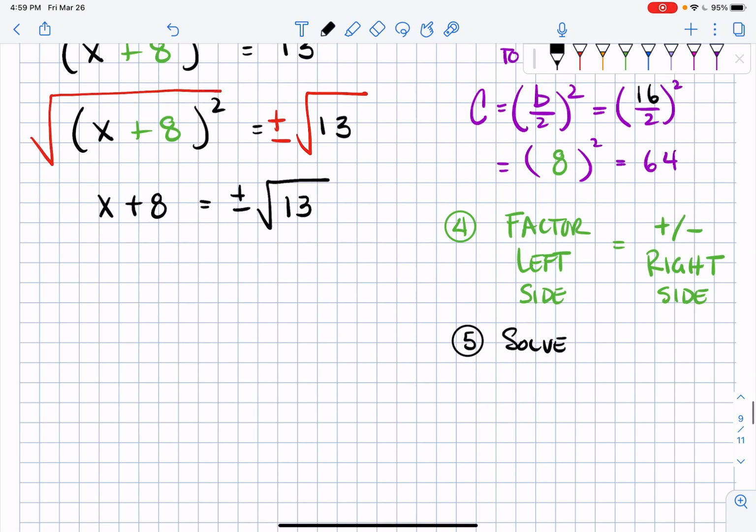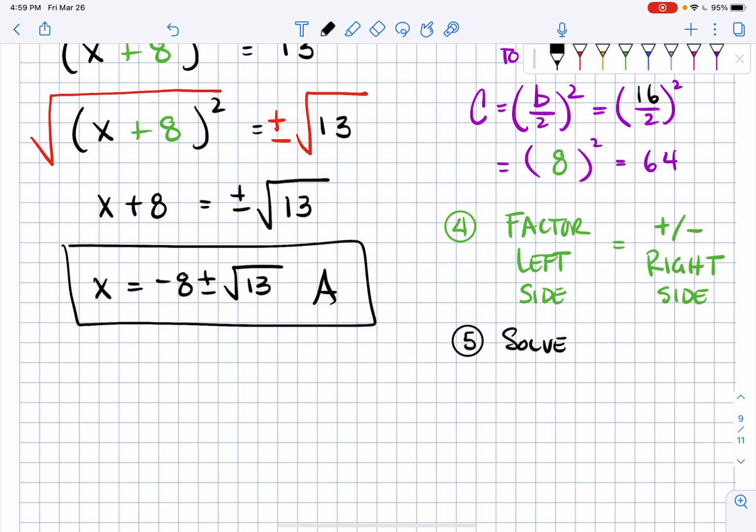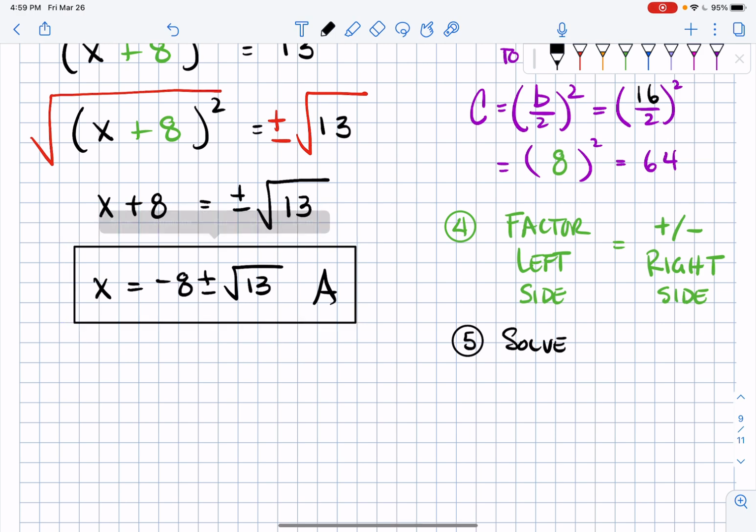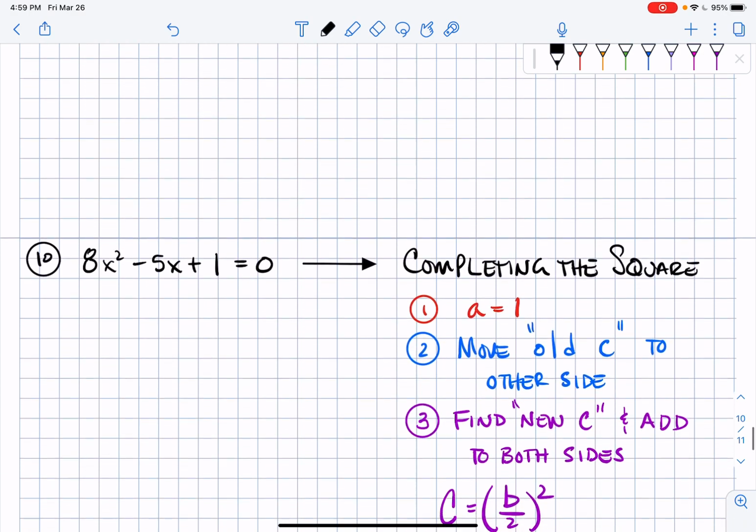So all I can do is bring that x over, bring that 8 over, so I can get x by itself. So it would be negative 8 plus or minus square root of 13. And that's two answers, right? It's negative 8 plus square root of 13 and negative 8 minus square root of 13. And that, with that being said, that would be your choice A. Let me bring this down a little bit before I box it. Boom, boom, boom.